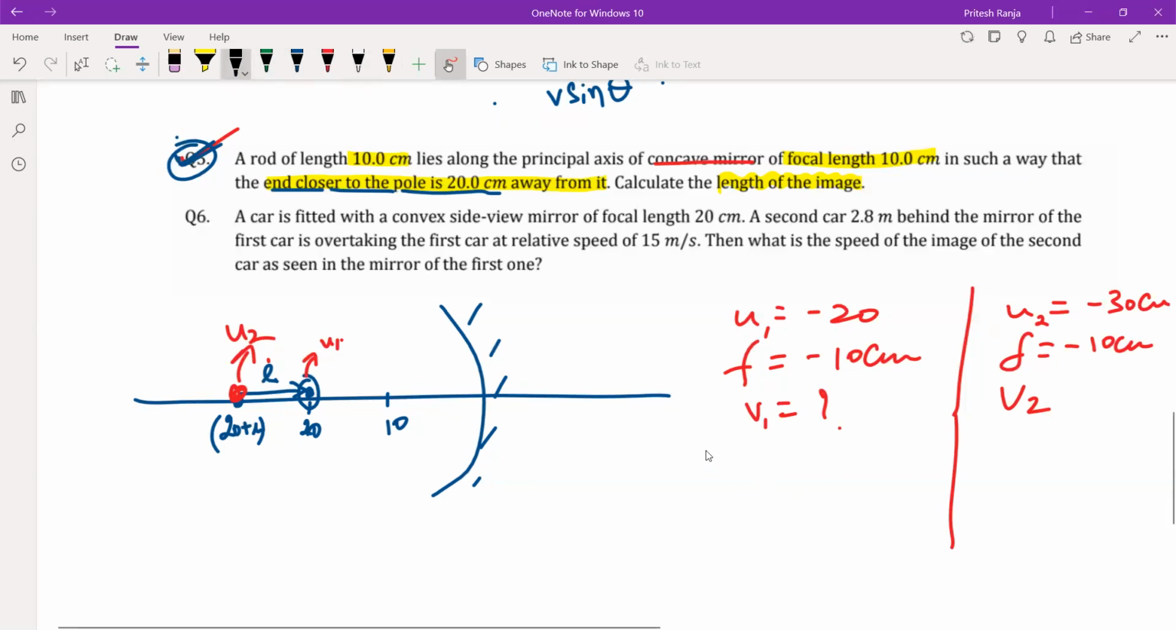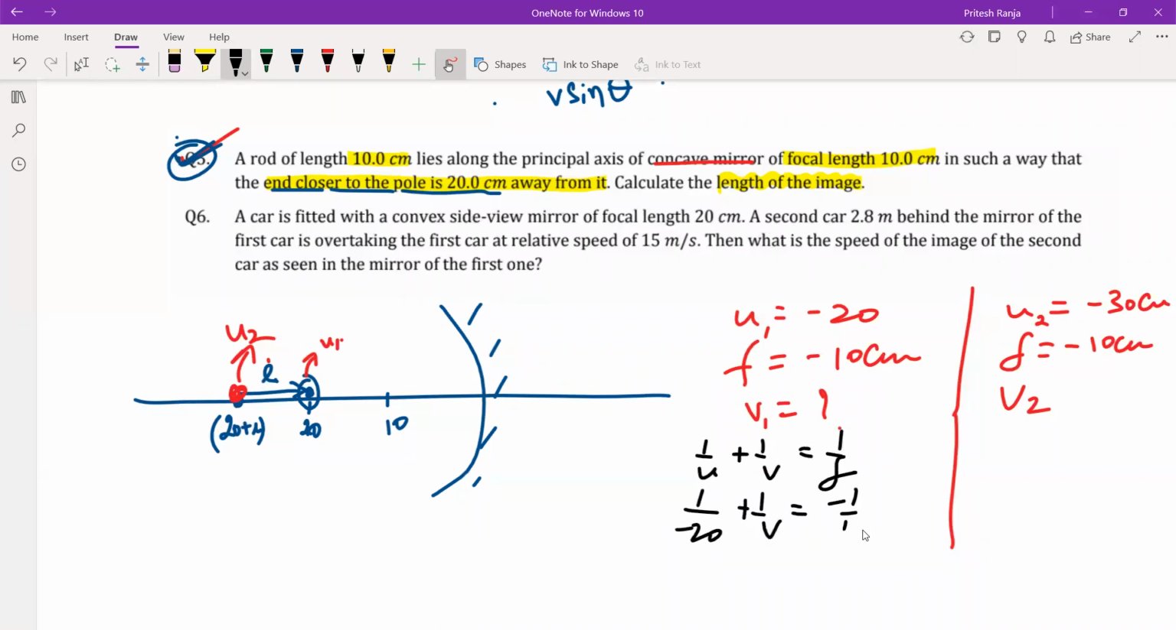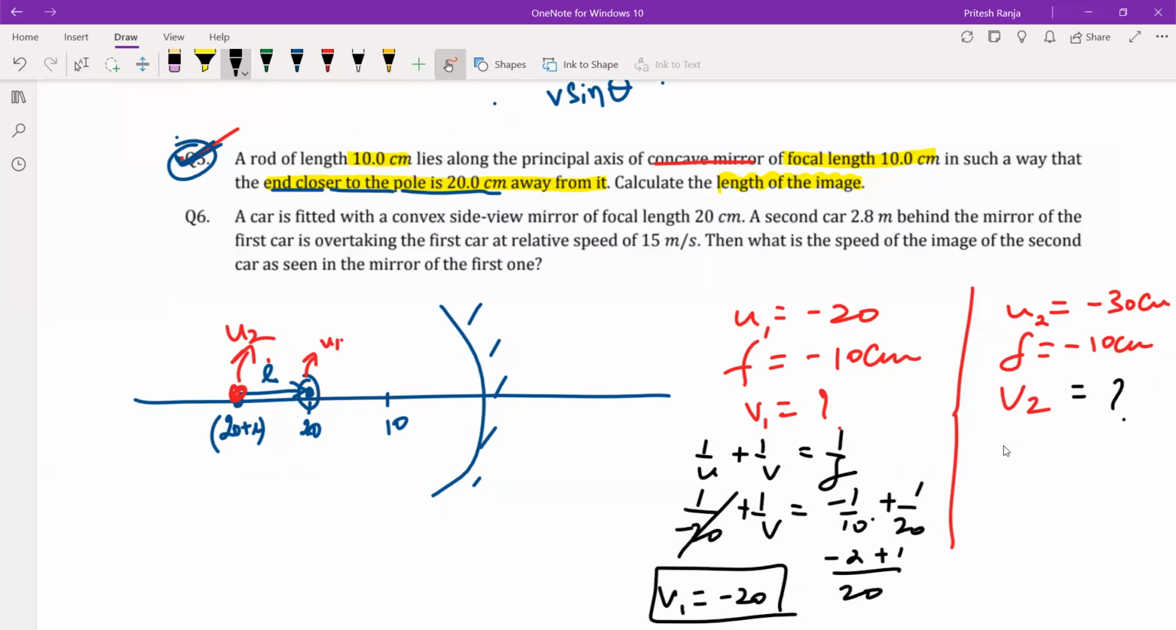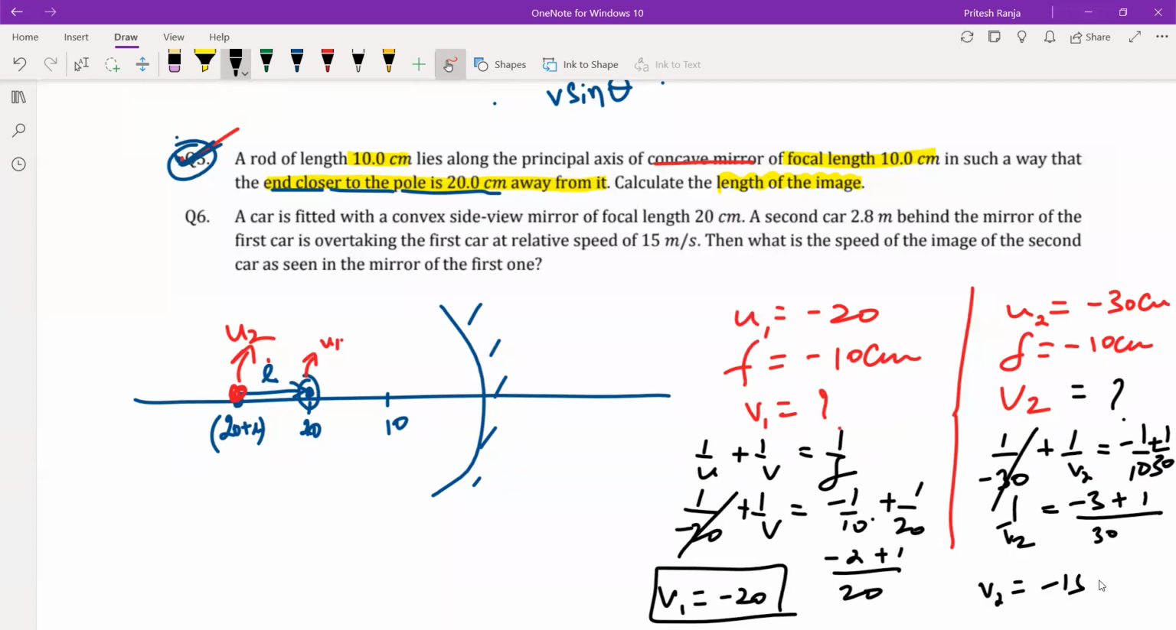So we will apply mirror formula here. तो यहाँ पर क्या हो जाएगा 1/u plus 1/v is equal to 1/f. So 1/-20 plus 1/v equals to -1/10. So this will come here. So you will get 20, -2 plus 1. So v1 you will get it as -20. And here also let's apply the same expression. So 1/u plus 1/v2 equals to -1/10. So you get here 1/30. So 30 LCM here, -3 plus 1 equals to 1/v2. So v2 you get here as -15 centimeter.